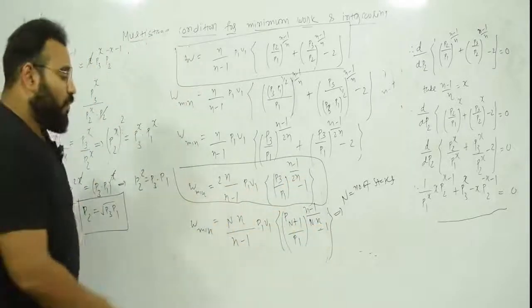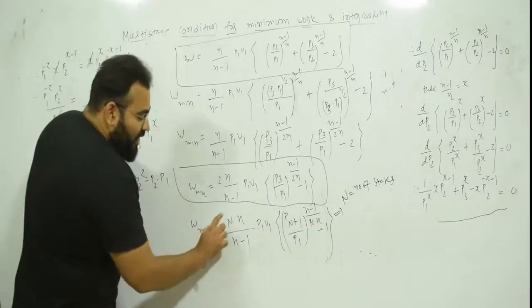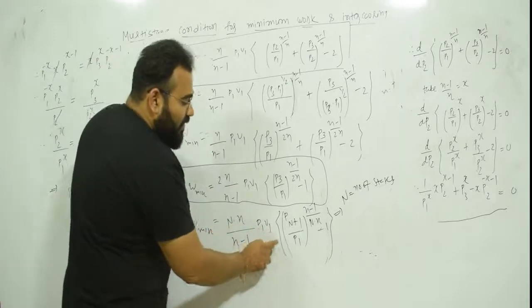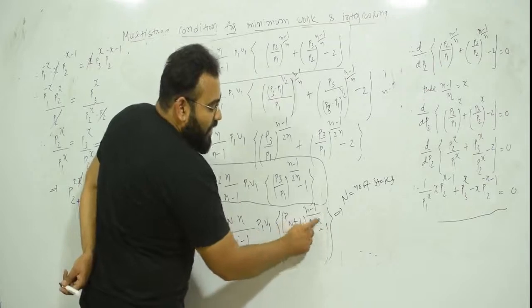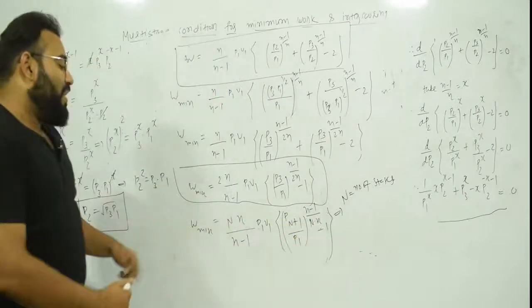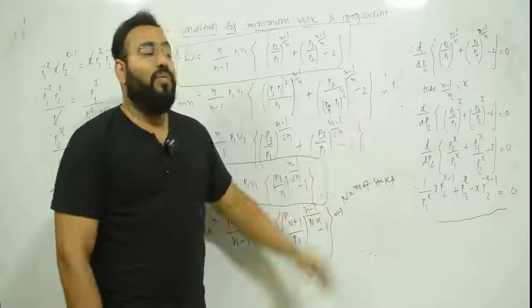Let's say for three-stage compression, put N equal to 3: 3n upon n minus 1 p1 V1, 3 plus 1 so p4 upon p1 raised to n minus 1 upon 3n, minus 1. So you can write it for any number of stages.